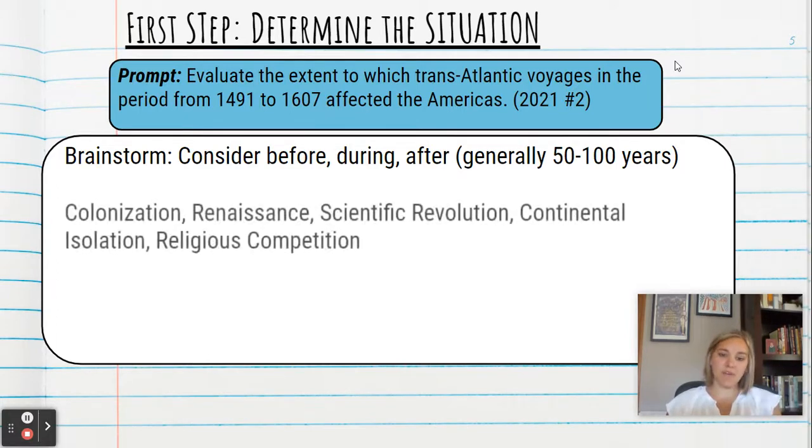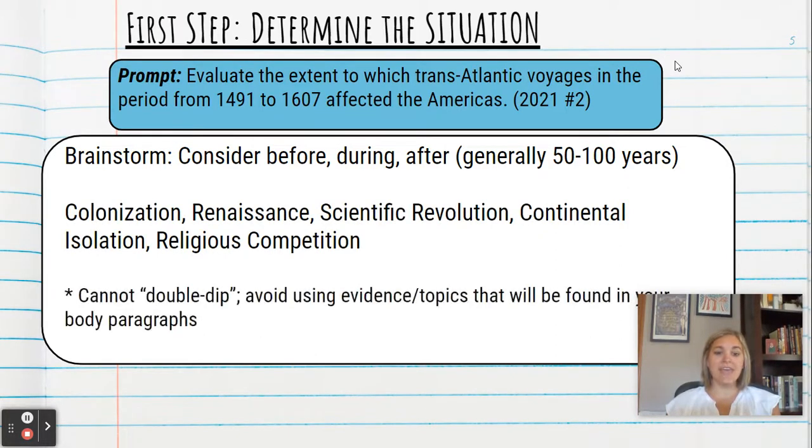So then I provide a few examples of contextualizations, and then I describe 2 key things to pay attention to. They cannot double dip. If they choose to write about Columbian exchange in their body paragraphs, they can't also write about Columbian exchange for their context and expect to get points in both places.